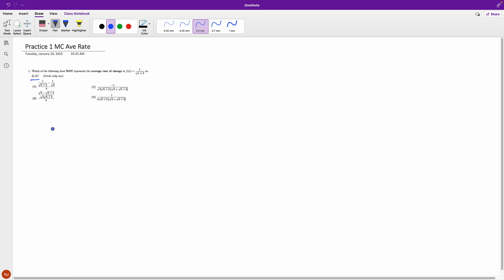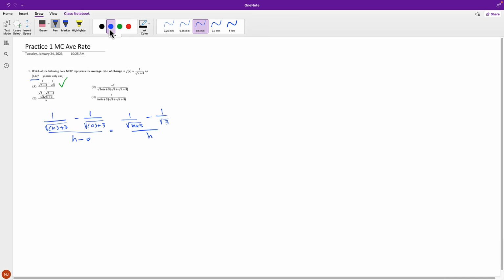Again, we write on the bottom the difference of the interval, which is h minus 0. On top, plug in this endpoint in the function, then plug in 0 into that function, and clean it up a little bit, and you end up with 1 over square root of h plus 3 minus 1 over square root of 3, over h. So apparently this is already given. That's one of them. And we're looking for the one that doesn't represent, so that's okay.